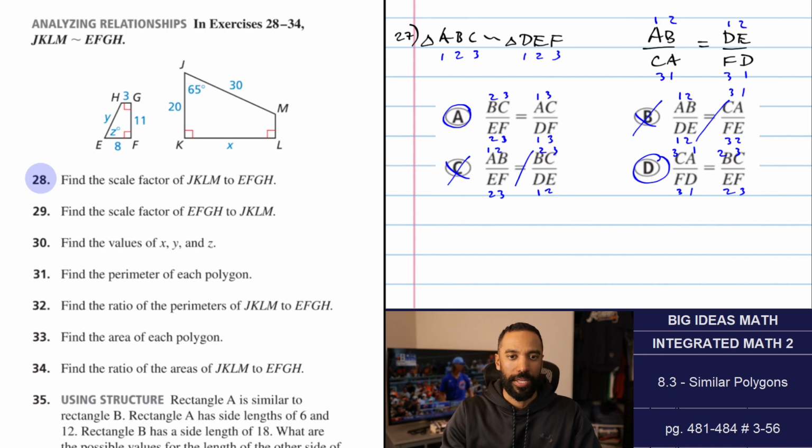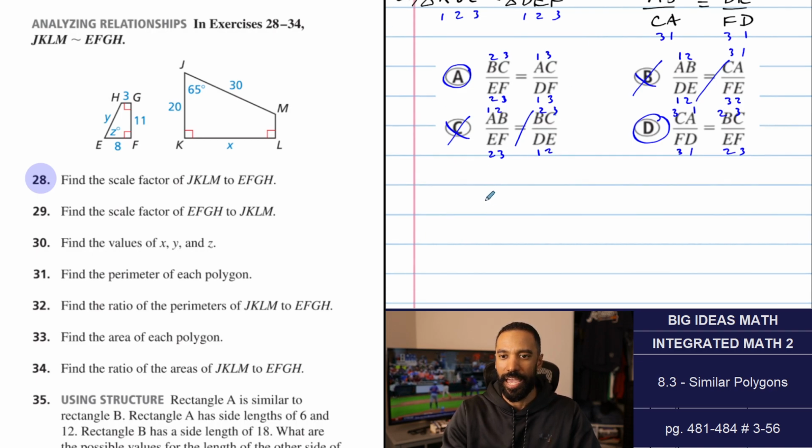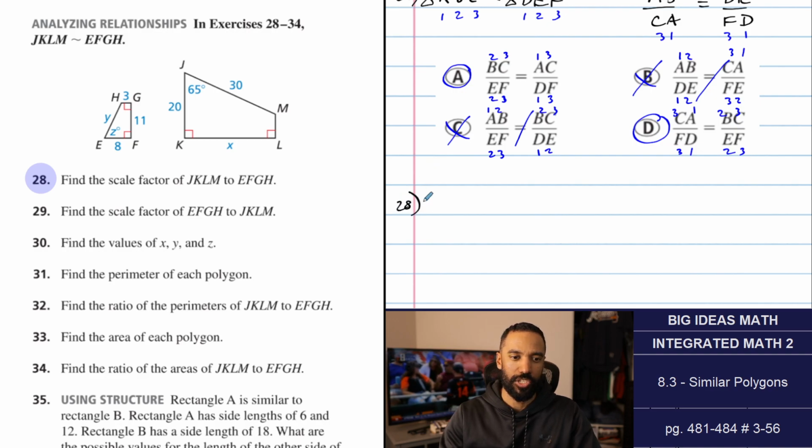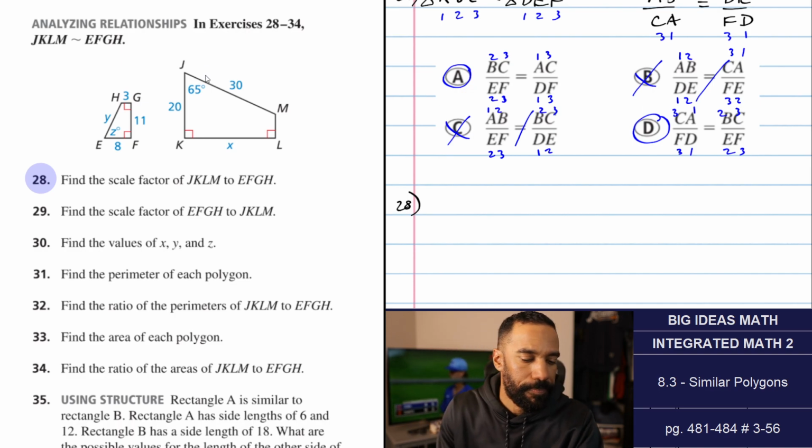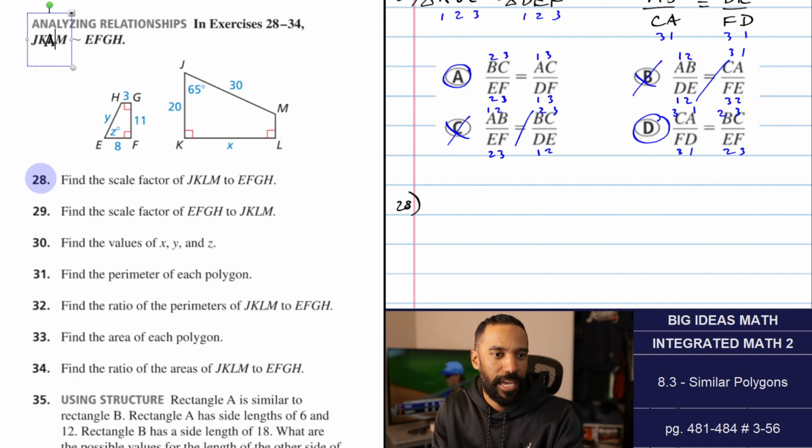Okay, an exercise. Oh, wait, is that the only problem? Yes. Numbers 28 to 34. In exercises 28 to 34, JKLM is similar to EFGH. Once again, one of those instances where they're not rotated the same way. So maybe it's best that I do that.